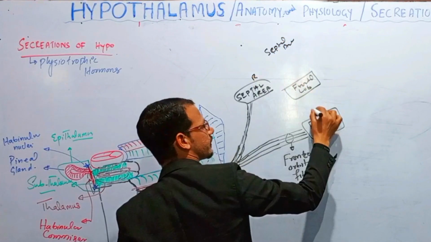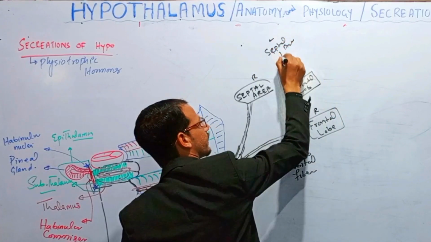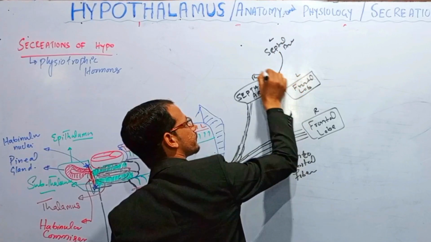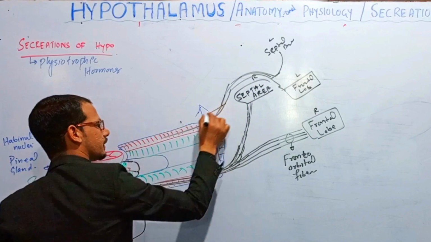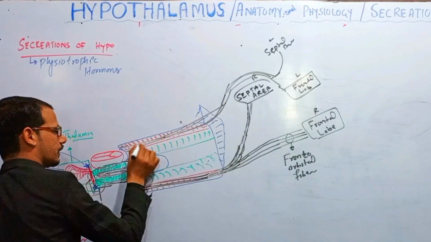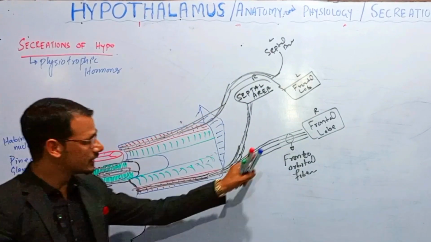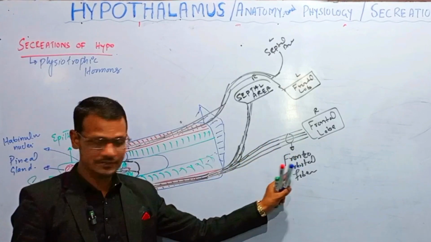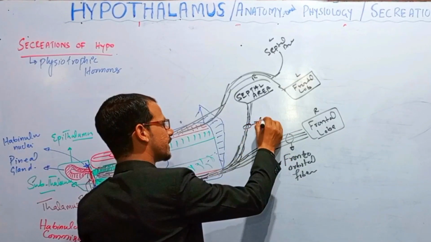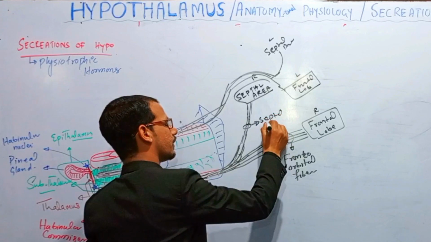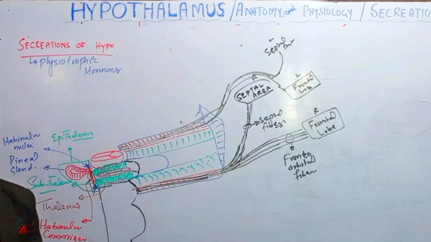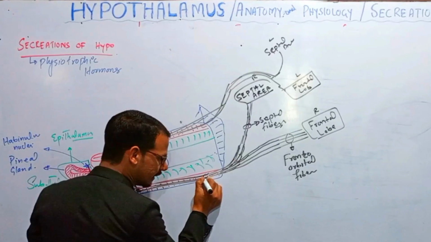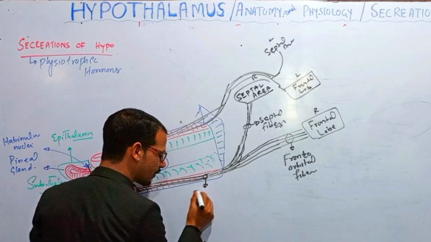This is the right side, this is the left, and the fibers are coming and passing from this lateral side, right? These are called the fronto-orbital fibers. These fibers are called the septal fibers or septo-orbital fibers, right? And collectively these fibers are called the forebrain medial fibers.